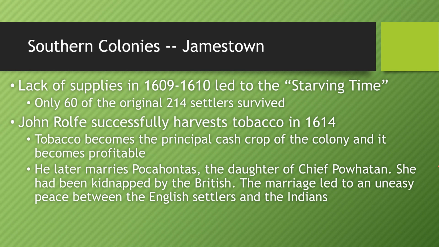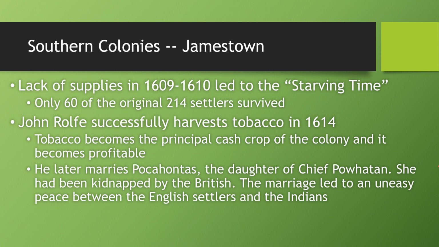There was a lack of supplies by the years 1609 and 1610, which led to a period of time that the people of Jamestown referred to as the starving time. Only about 60 of the original 214 settlers survived this time. They actually had the intention of leaving. They were leaving on a ship because they hadn't gotten any resupplies, and as the boat was moving out, they saw the supply ship come in, so people went back.